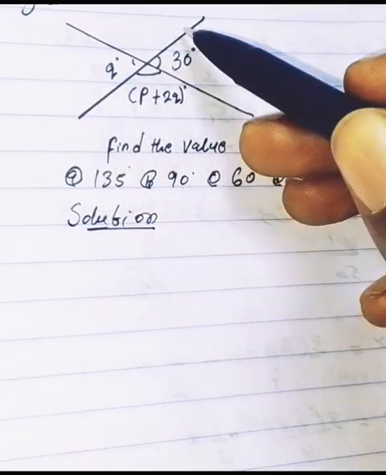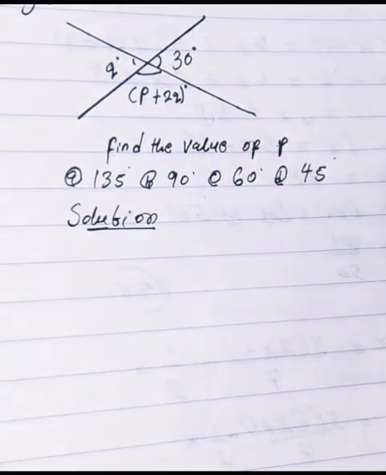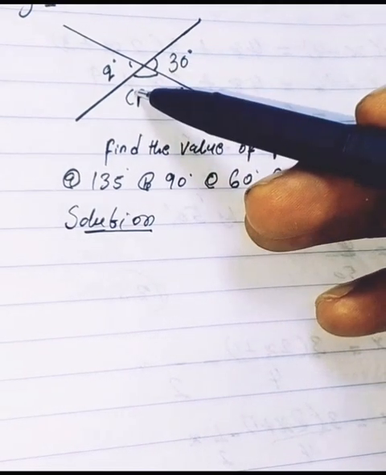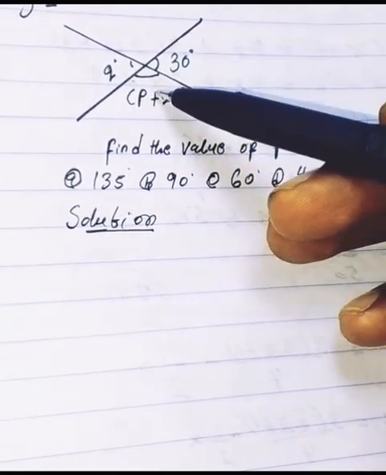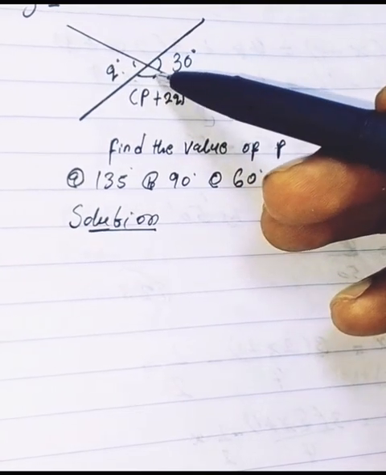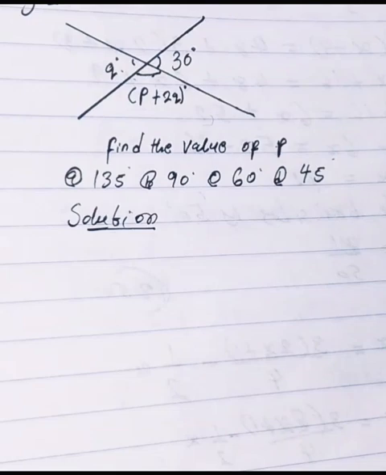Now this is a straight line, and don't forget that angles on a straight line sum to 180 degrees. That means the summation of this and this, since it's on a straight line, is 180. The summation of this and this, since it's on a straight line, is 180 degrees. So that's just what they are trying to test.